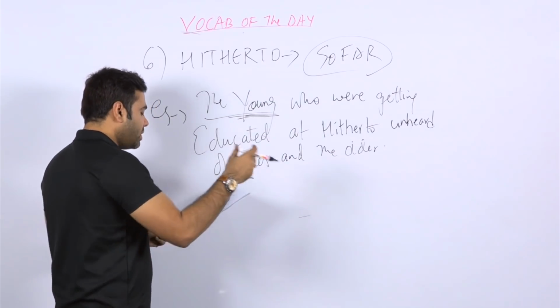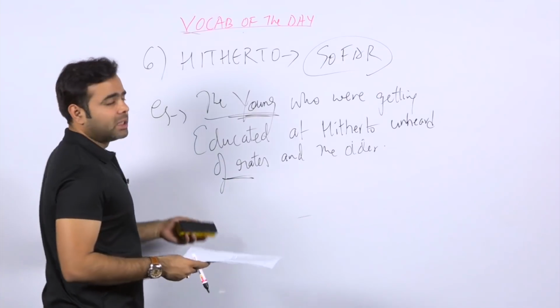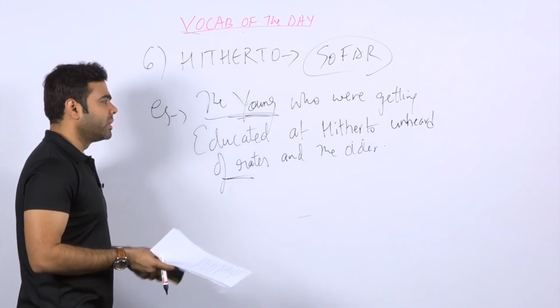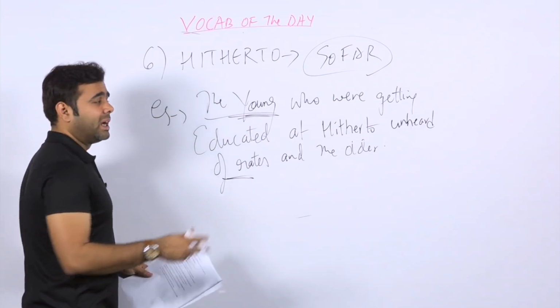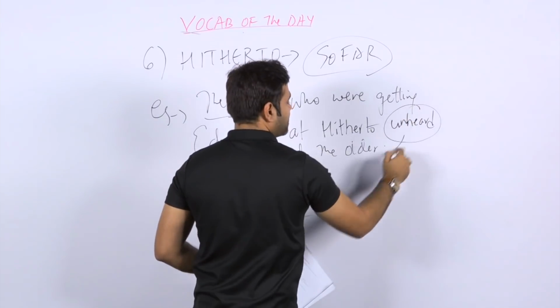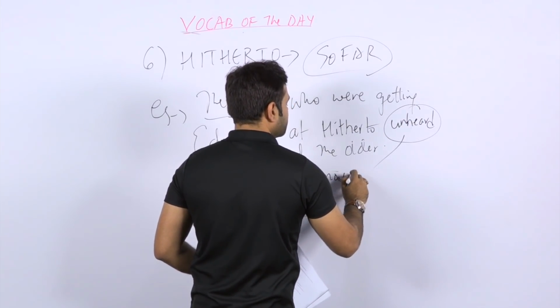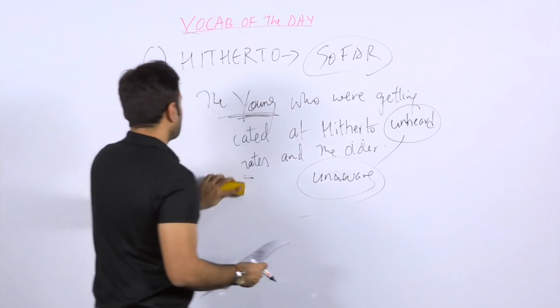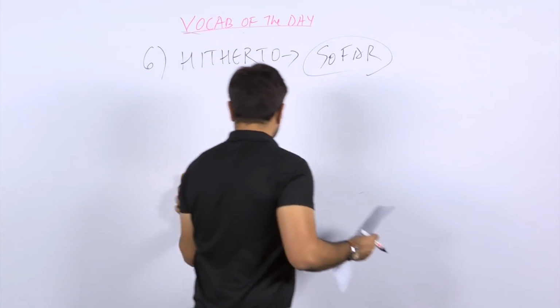Fine. And now you can just take down the synonyms. Okay, let's proceed. I hope the sentence is clear. The sentence says the young who were getting educated at hitherto unheard of rates, meaning so far unheard of, they are not aware of. You can say simply unaware, and the older. Now let's talk about the synonyms of this particular word. So what are the synonyms?